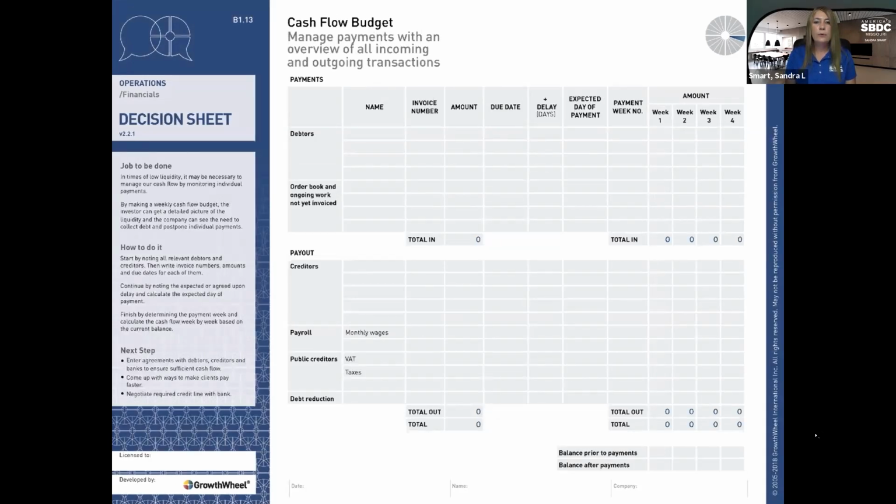Here is a cash flow budget decision sheet from Growth Wheel. This is set up on a weekly basis, really for companies that are tight on that cash flow and trying to make sure that they're managing their cash appropriately. You can take a look at it and mark through the week and put month in there if that's more applicable. But it's really looking at what money do you have coming in at the payment section at the top, and then what money do you have going out at the payment section at the bottom. And the calculations in the lower right will show your balance prior to the payments and then the balance after payments, so you know what that looks like cash flow wise for your business.